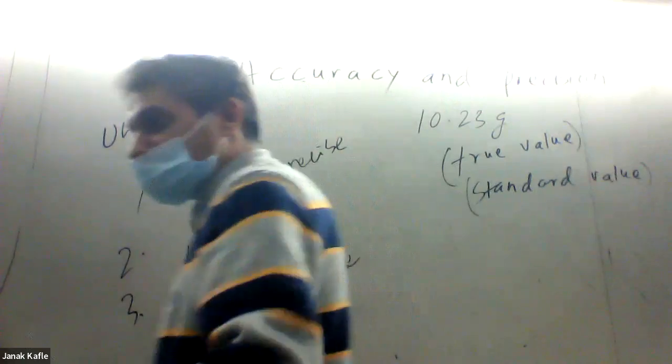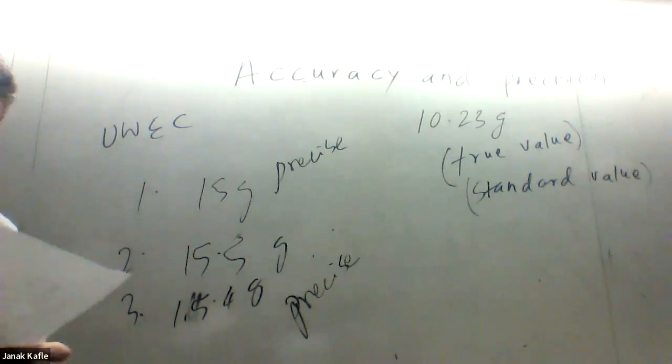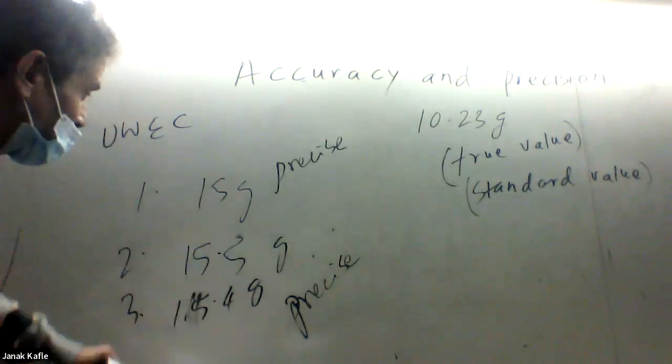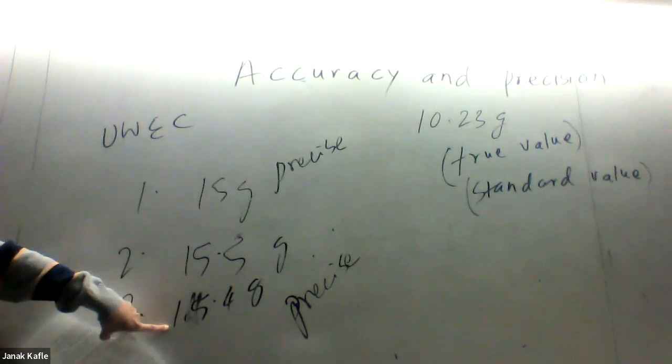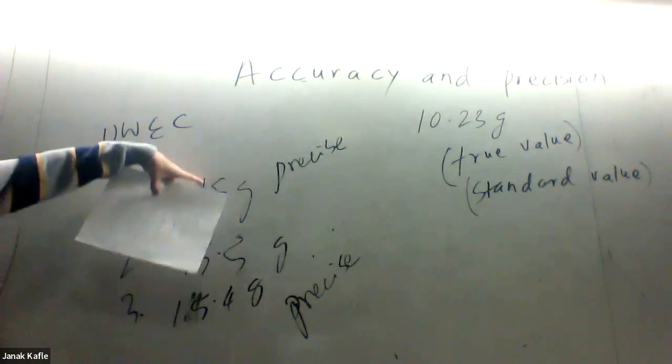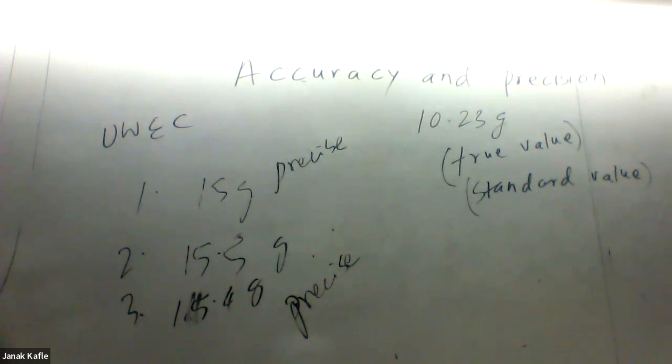So I have some definitions here. Your measured values are close to each other, meaning that you are precise. This is your measured value. This is your measured value. This is your measured value. So your measured values are close to each other. That means we are precise. Make sense?